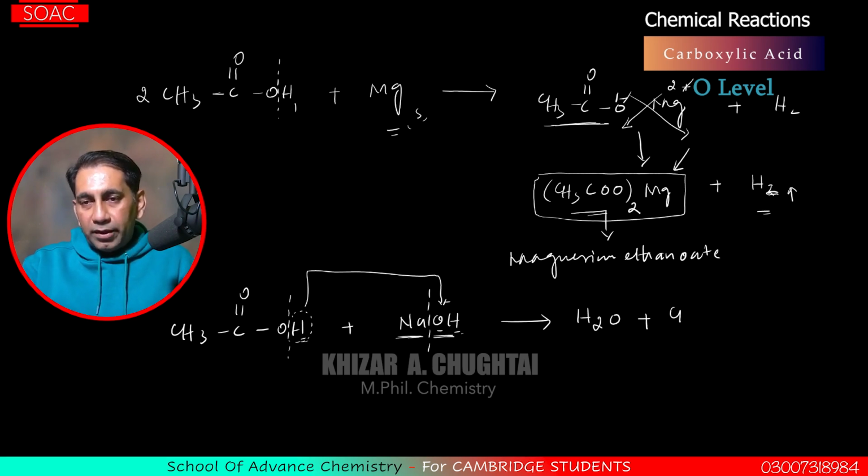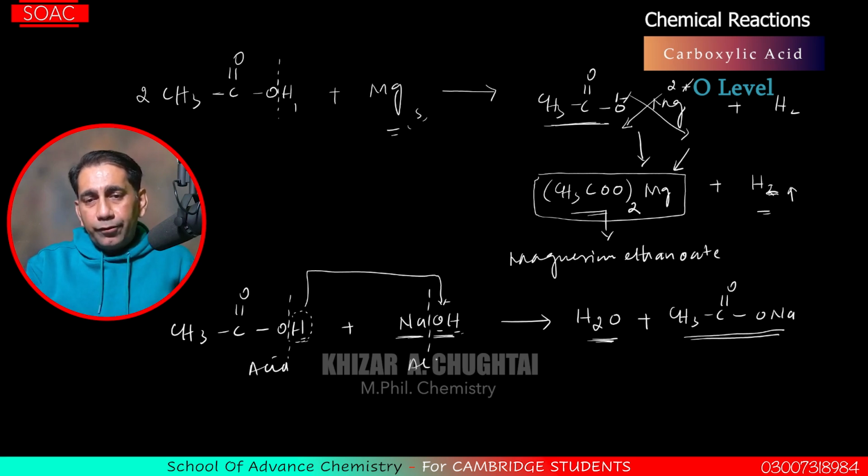Almost the method is quite similar. CH3C double bond O, O, Na. So this is sodium ethanoate and water is formed, and the equation is balanced. So this is called acid alkali neutralization, or it is also said to be an acid base neutralization reaction, to give water and salt.